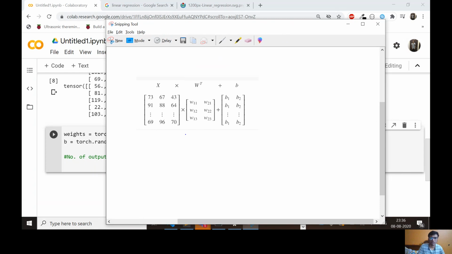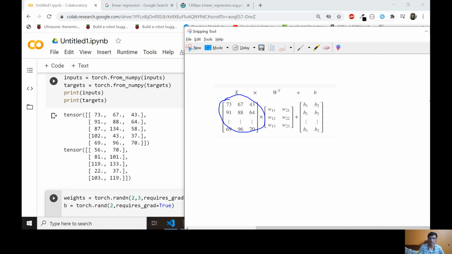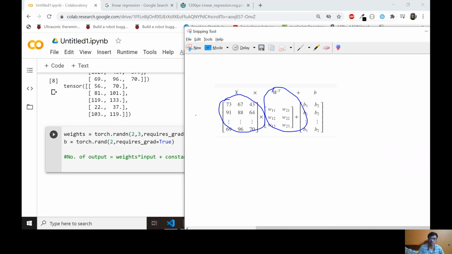Okay, here we have that if this is our inputs that we have with us, 73, 67, and 43, these are the inputs. And these are the weights, the dimension that we have chosen till now. So here what we wrote, 2 and 3, this stands for the transpose. Transpose means there are 2 columns and there are 3 rows. Similarly, here there are 3 rows and 2 columns. You have 2 columns and you have n rows.